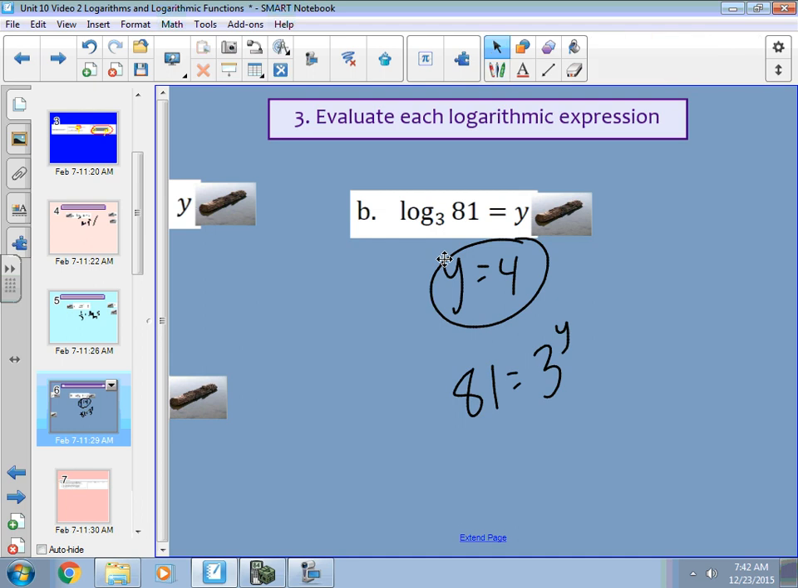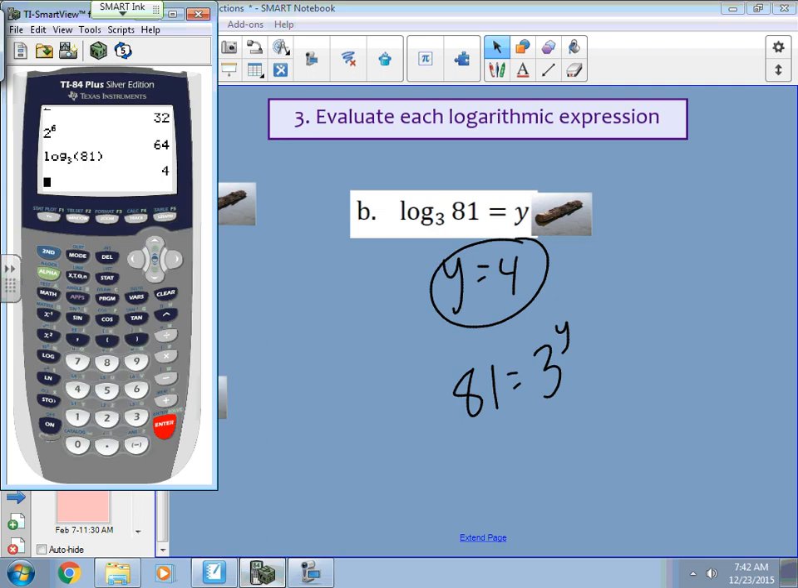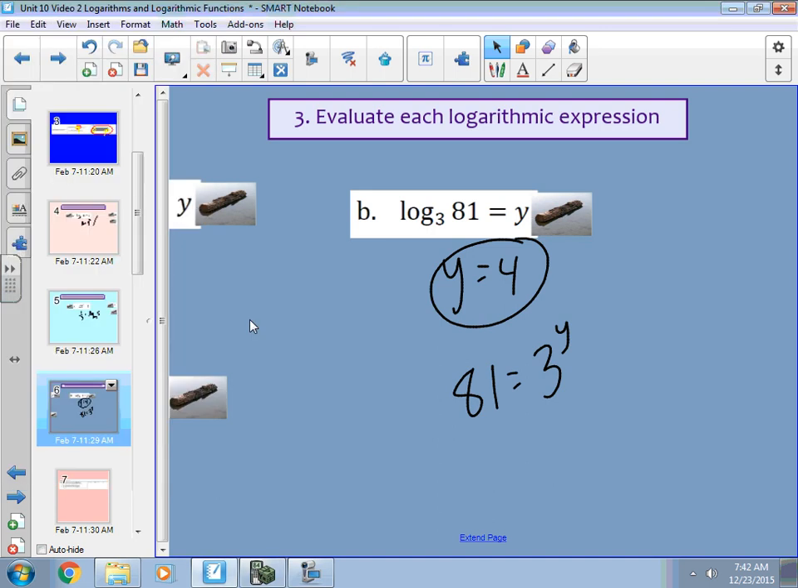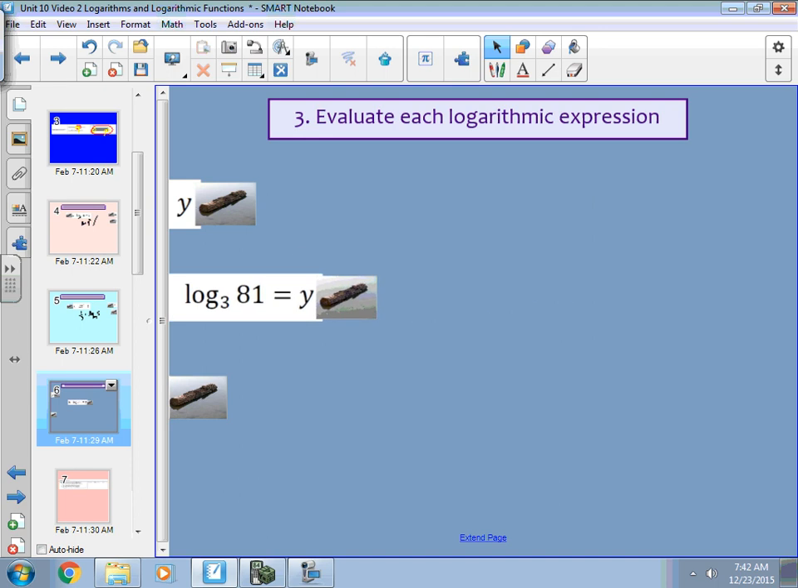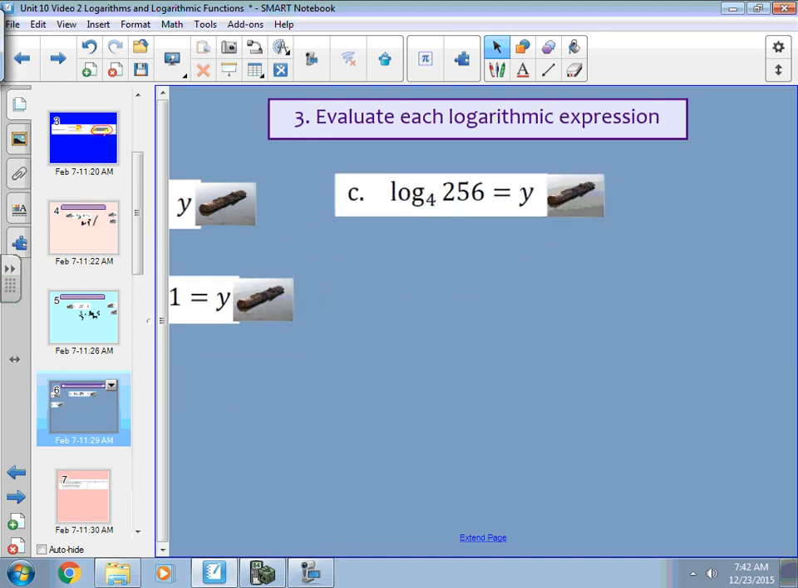So what power of 3 is going to make this equal 81? Well, we know it's not 3 squared. 3 squared would be 9. If you keep going and end up trying 3 to the 4th power, because that's what the answer came out to be, you would see that, yep, 3 to the 4th power is 81. So that would tell you y is 4. All right, why don't you guys pause the video here, try out C, and see what you come up with for that problem.